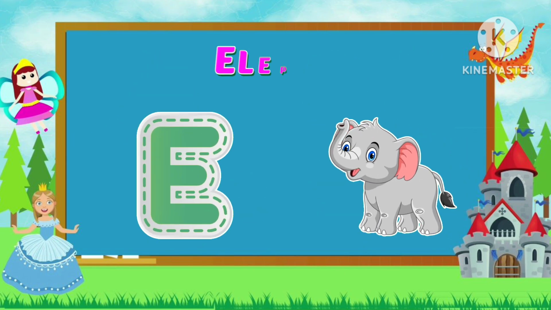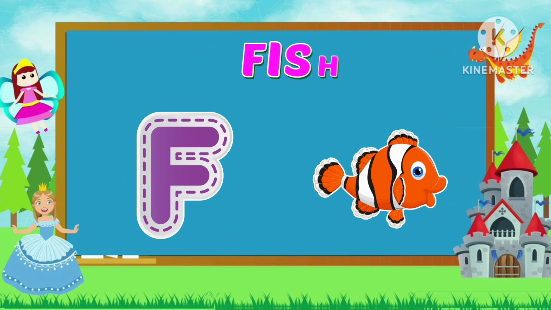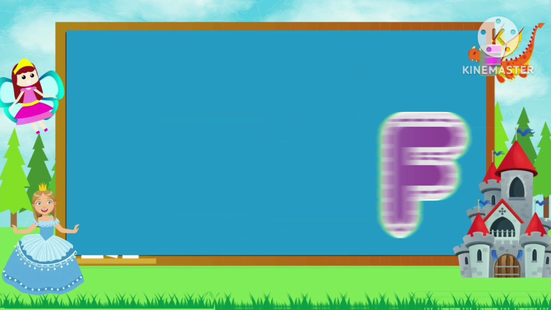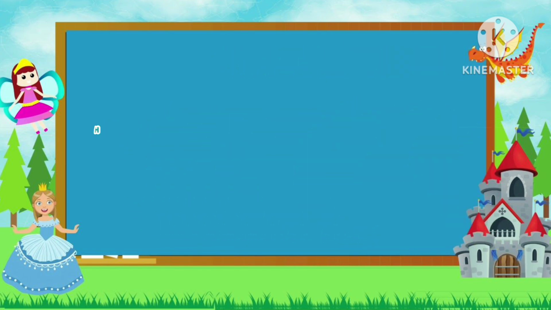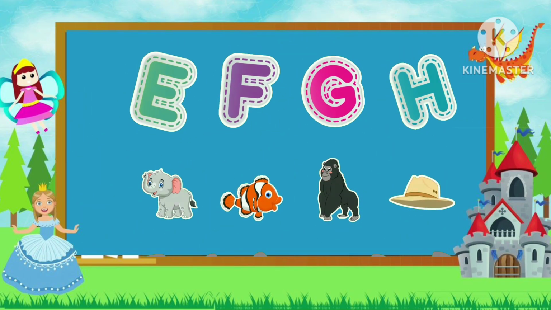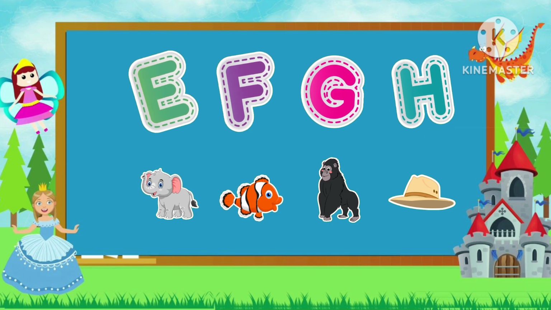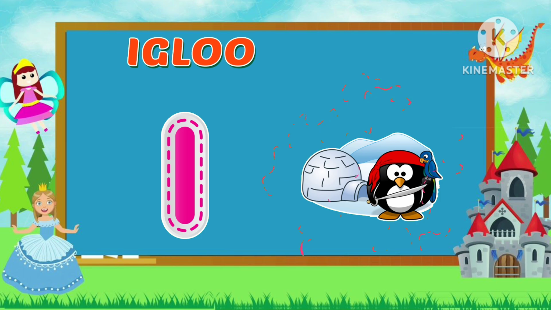E is for elephant, elephant. F is for fish, fish. G is for gorilla, gorilla. H is for hat, hat. I is for igloo, igloo.